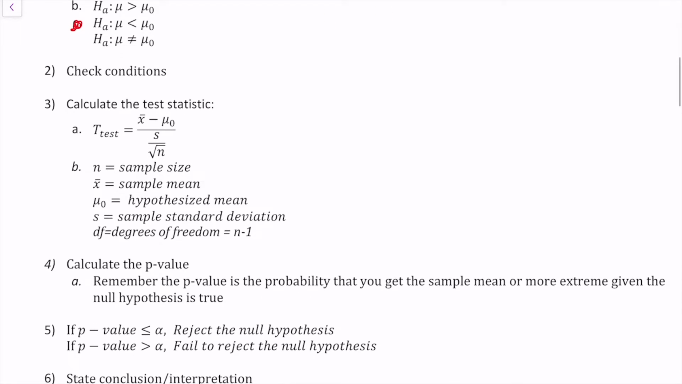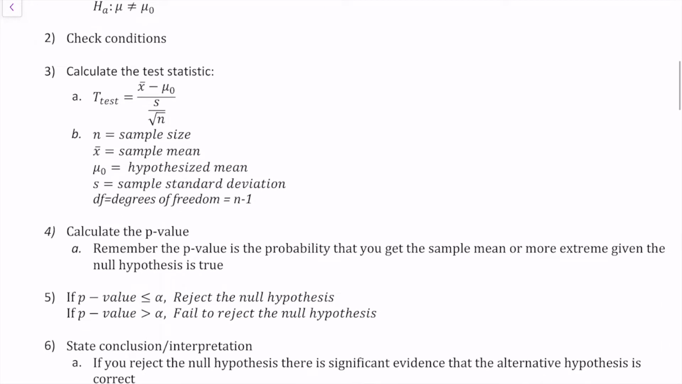Once we have the conditions checked, we can now calculate the test statistic. The test statistic for a hypothesis test for the means is going to be a t-test because we are using the t-distribution, much like what we did when we did confidence intervals for the mean. The test statistic will be x bar, your sample mean, minus the hypothesized mean. So mu naught is the value that's in your hypothesis. And then we divide it by the standard error.